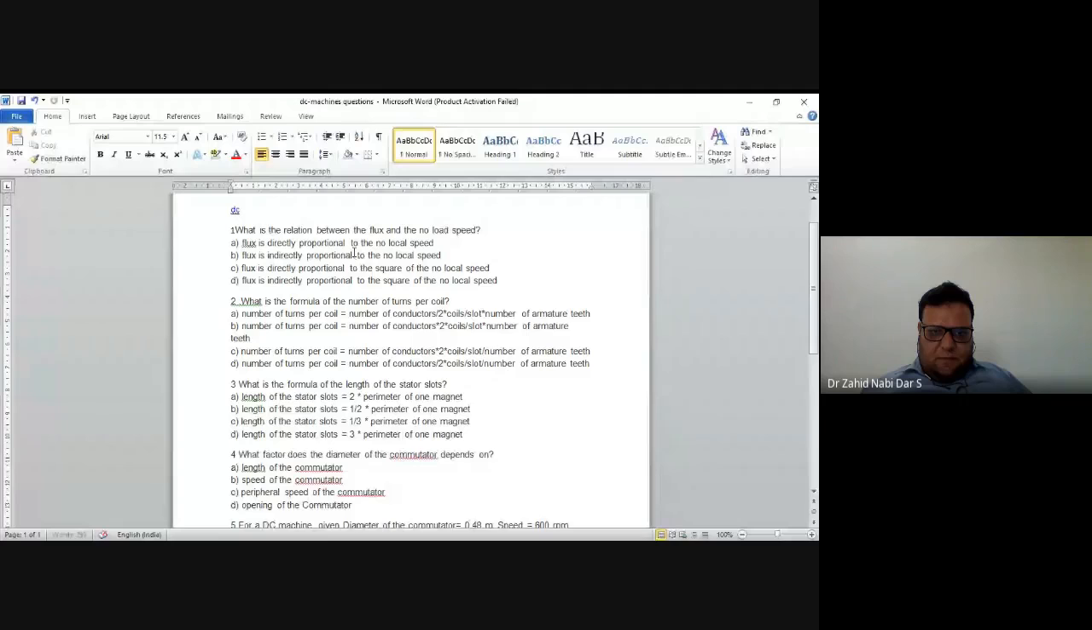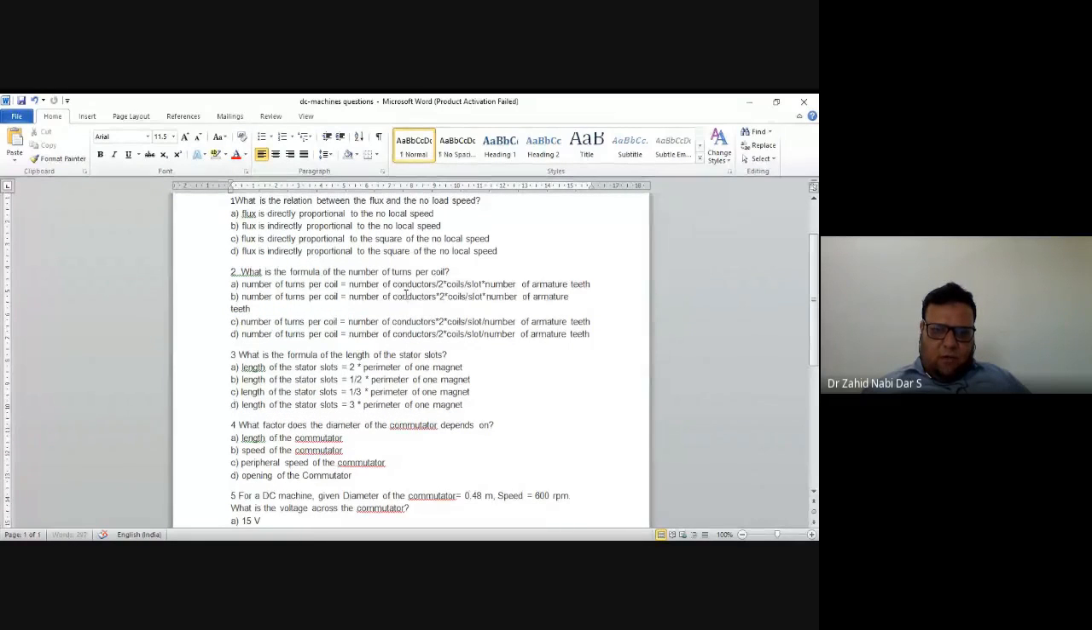What is the relationship between the flux and the no load speed? Question number 1. Flux is directly proportional to the no load speed. Flux is inversely proportional to the no load speed. Flux is directly proportional to the square of the no load speed. Flux is inversely proportional to the square of this speed. So this is question number 1. By now you should answer this.